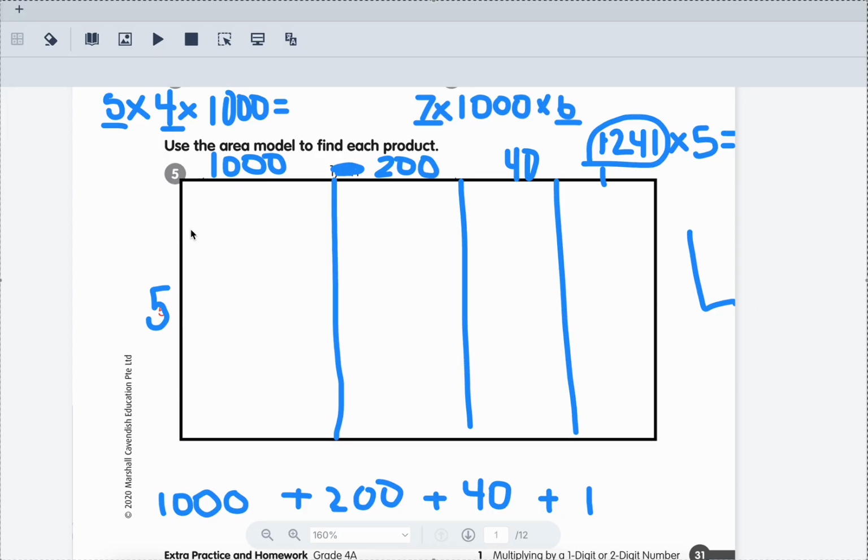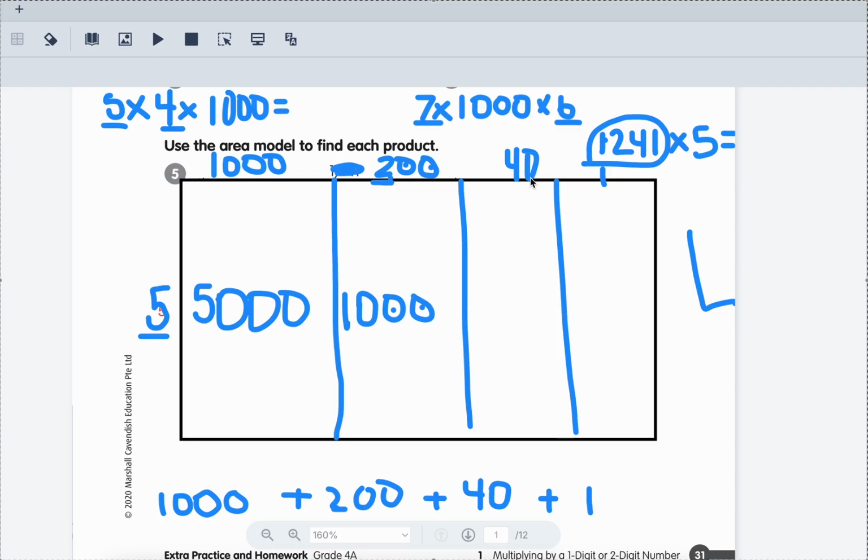Now we're going to look. 5 times 1,000. Well, we know 5 times 1,000 is 5,000. 5 times 200. Well, look at your facts. I know 5 times 2 is 10, but it was 200, not 2, so we have to say it's 1,000. You could check your work to say 5 times 2 is 10, and it's times 100, which means I have to add 2 more zeros because I'm multiplying by 100, which puts 2 more zeros at the end.